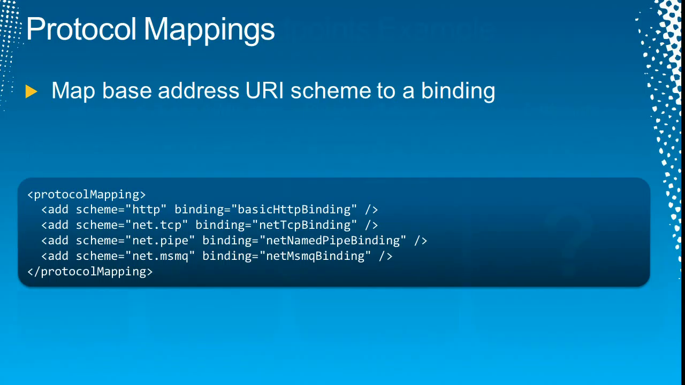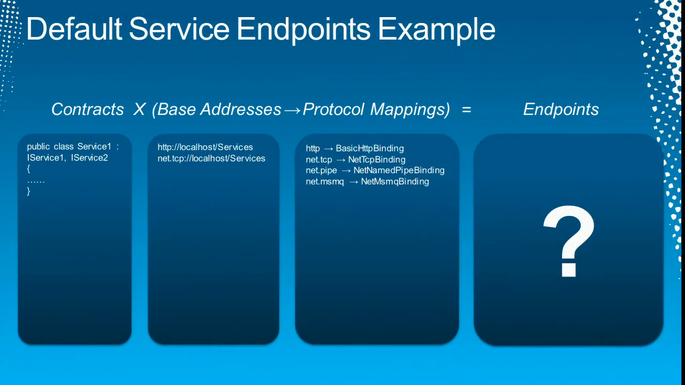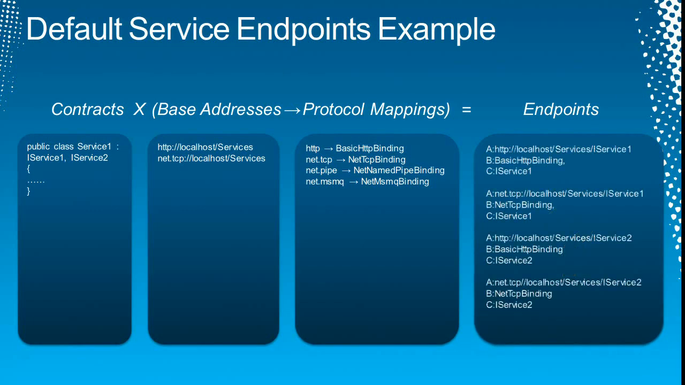Okay? So, pop quiz. See who's still awake? Let's say I had a service, and the service has two contracts, IService1 and IService2. Okay? And my host has enabled two base addresses, HTTP and TCP. And I'm just using the standard protocol mappings that are out of the box. I didn't change them. How many endpoints do you get for this service? 4, 2, 2, 4, 2. Correct answer is you get 4.